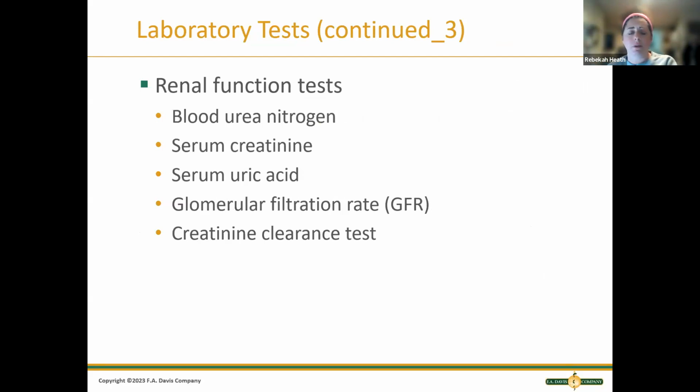So continuing on with laboratory tests, we're going to do some renal function tests that tell us how the kidneys are doing. There's going to be a blood urea nitrogen, serum creatinine, serum uric acid, the glomerular filtration rate, or GFR, and then a creatinine clearance test.